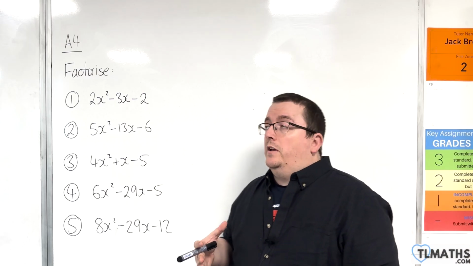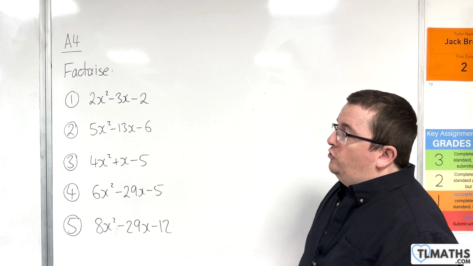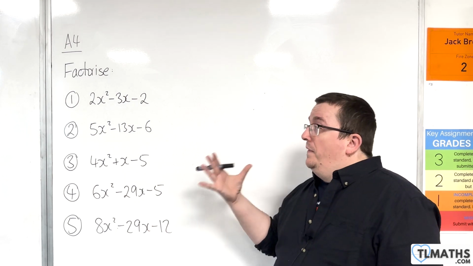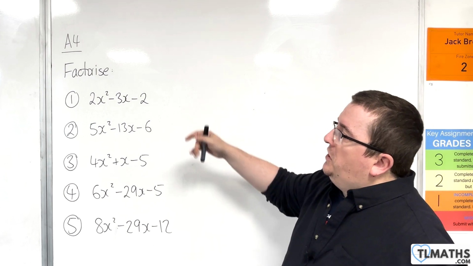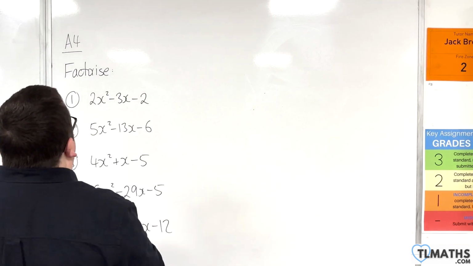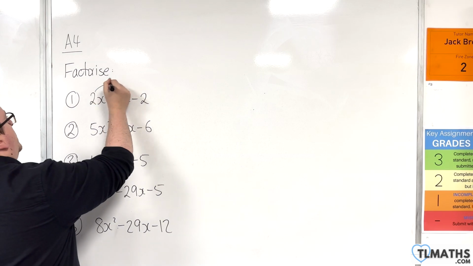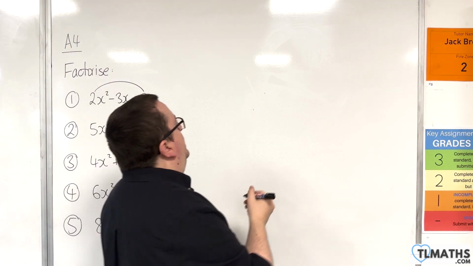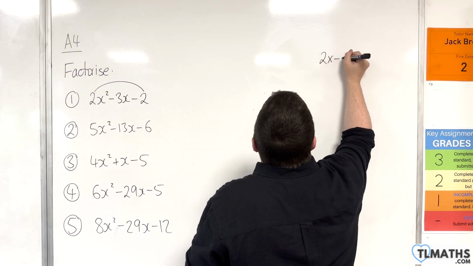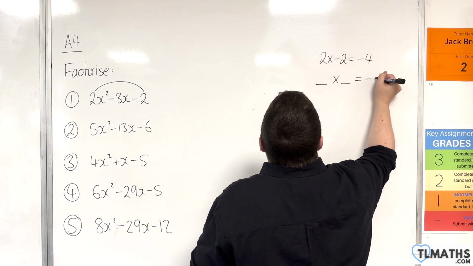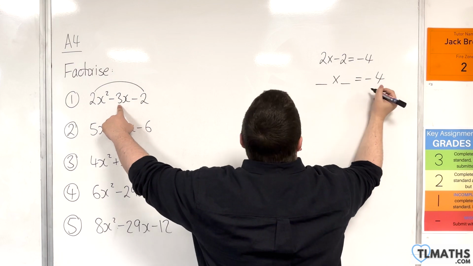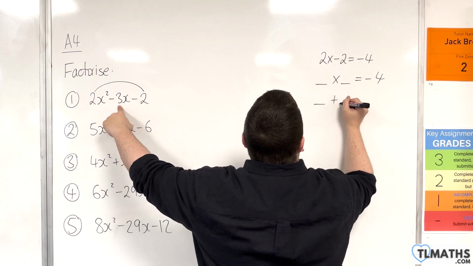So in this video, we're going to go through 5 more examples of factorising quadratic expressions where the coefficient of x squared is not 1. So our first example, 2x squared take away 3x take away 2. So we're first of all going to multiply the 2 by the minus 2. So 2 times minus 2 is minus 4. So we're looking for two numbers that multiply together make minus 4, but add together to make minus 3.